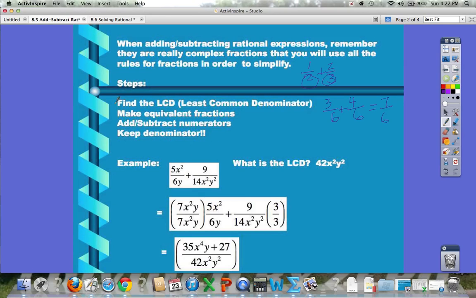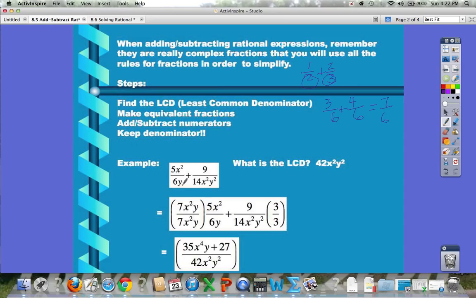So the first thing you're going to want to do is find your LCD. You're going to make those equivalent fractions just like we did here. You're going to add and subtract the numerators, and then you're going to keep that denominator. Okay? So let's get started with this, a less problematic one.